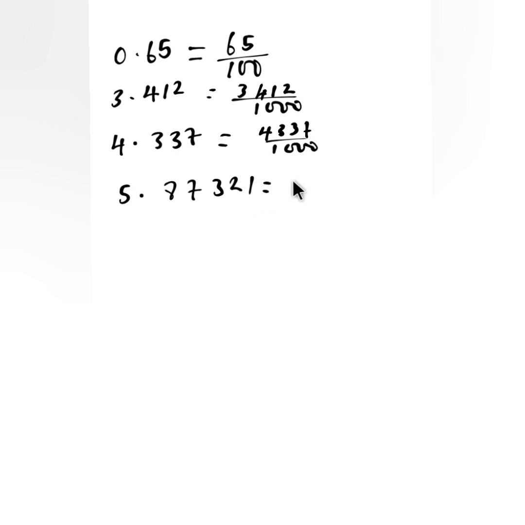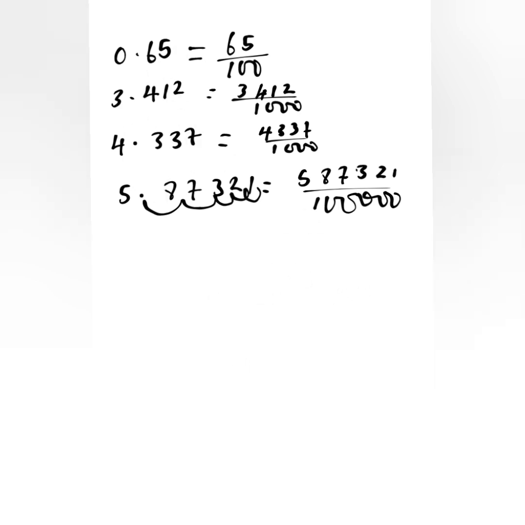And this digit here is the same thing as 5,87321 over 1 followed by zeros. Let me count the zeros. This is 1, 2, 3, 4, 5. So 5 zeros. Good. Now we've expressed each of these numbers as fractions.